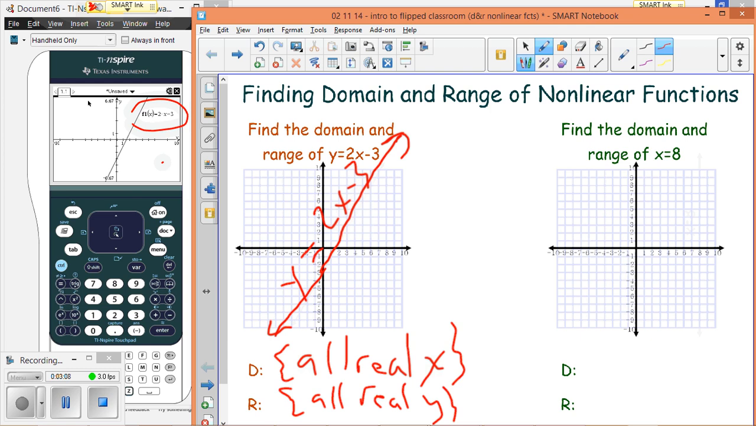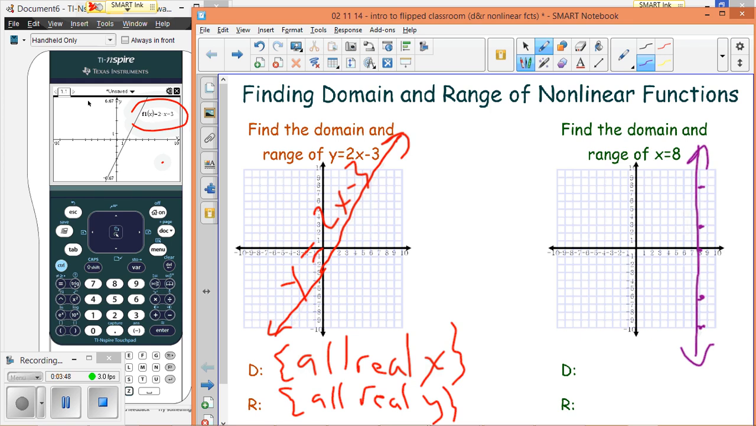Find the domain and range of x equals 8. Well, remember, to graph x equals 8, what I am graphing really is a whole bunch of points where the x-coordinate is 8. The point 8 comma 0 is one of them. 8 comma 3 is another. 8 comma 8 is a third point. 8 comma negative 6 is a fourth. 8 comma negative 10. And we get the idea. It is a straight line that goes through every point where the x-coordinate is 8.